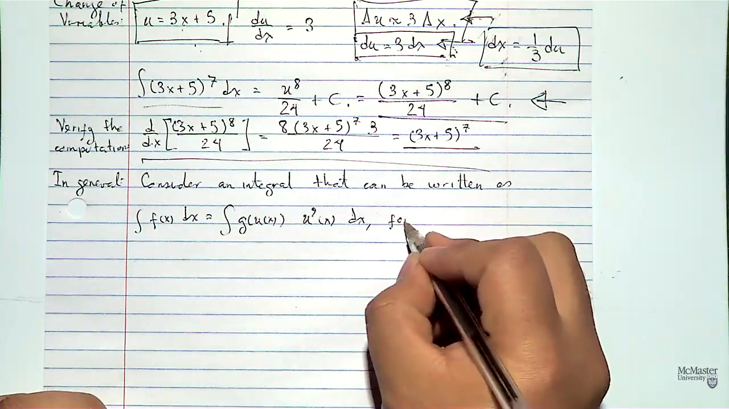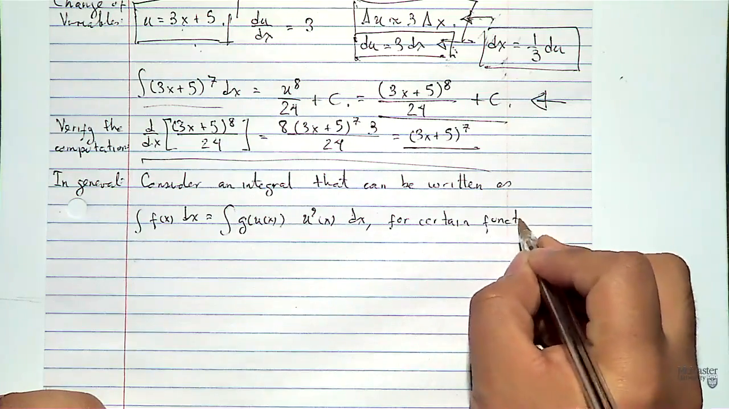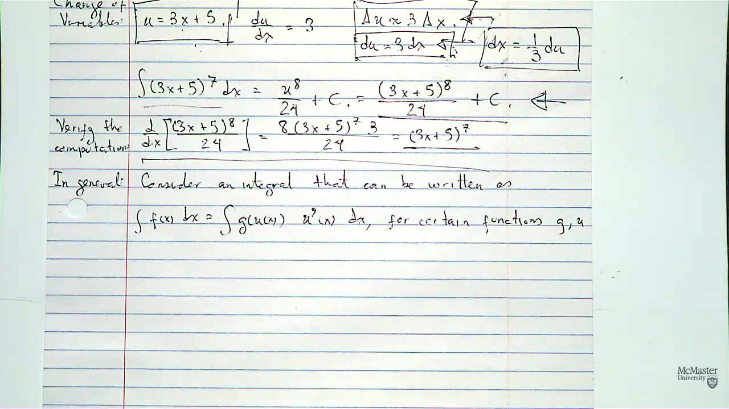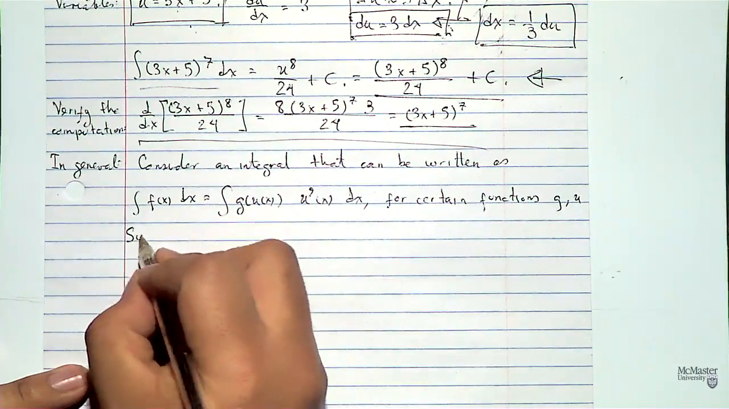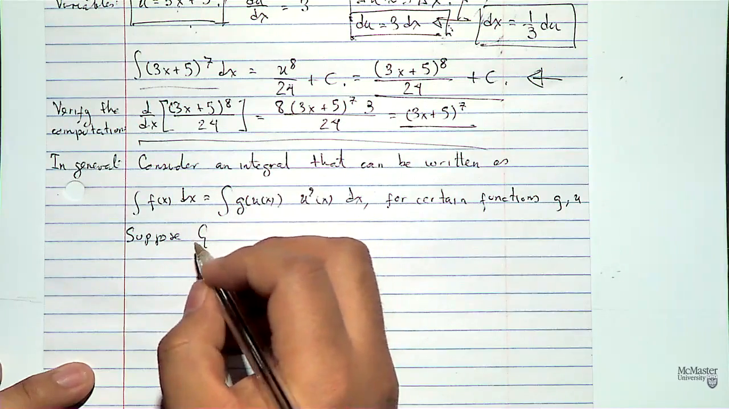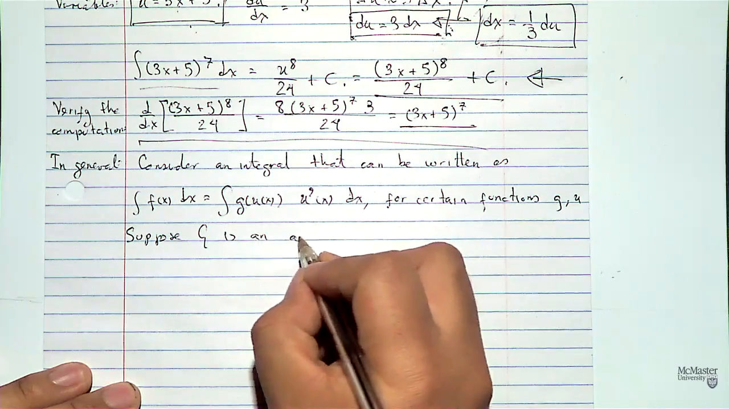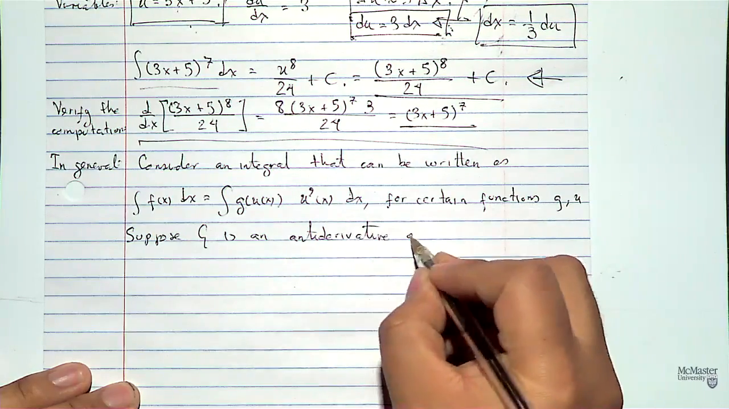For certain functions g and u. Let's say that you're lucky enough that you are in that situation. It's just by assumption. Now, suppose that capital G, a different function, is an antiderivative of little g.